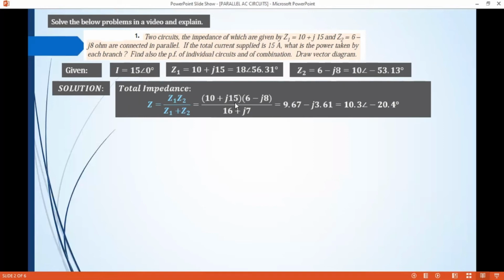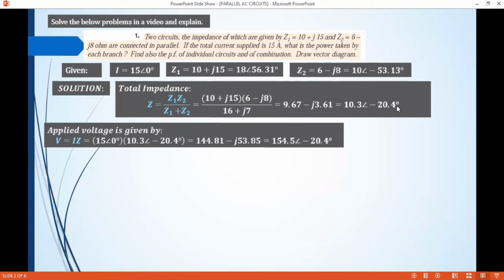So to input this in our calculator, we will be having 9.67 minus J3.61. So that is in the complex form. And to convert it into polar form, we have 10.3 angle negative 20.4 degrees. So that is for the total impedance.